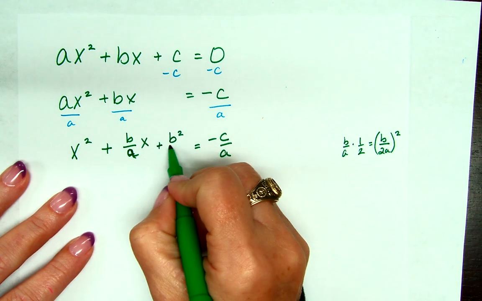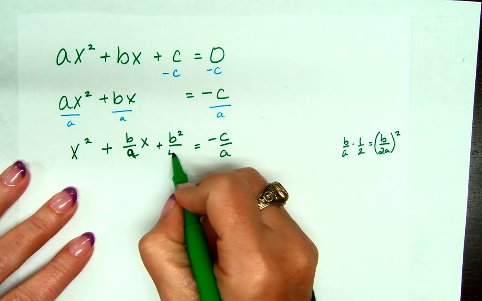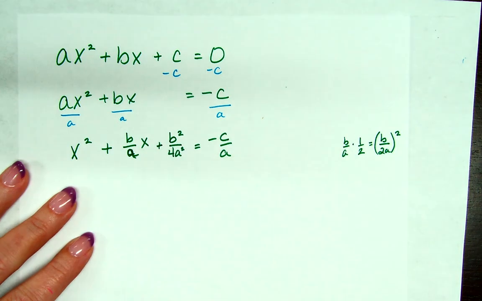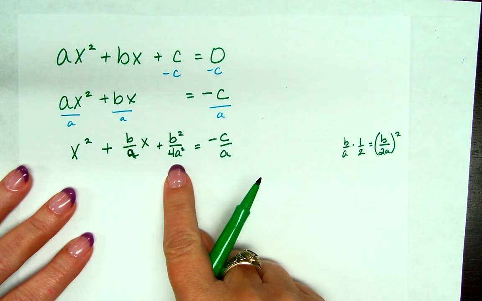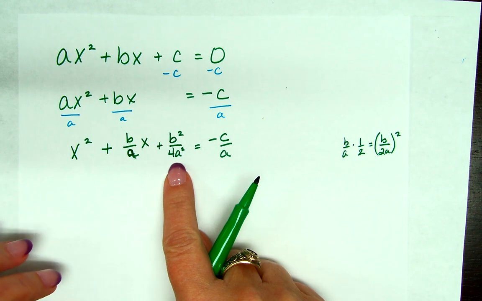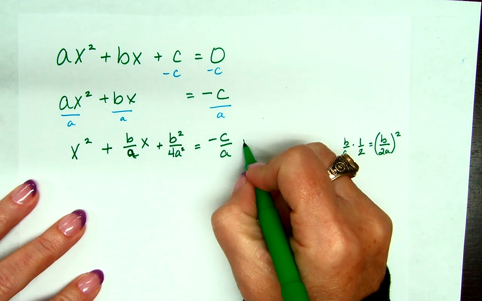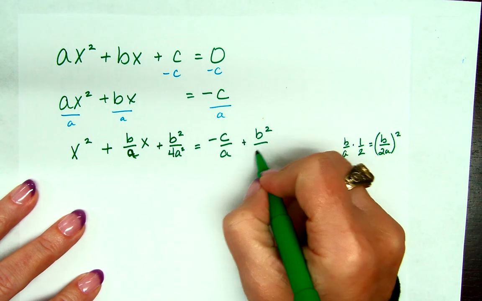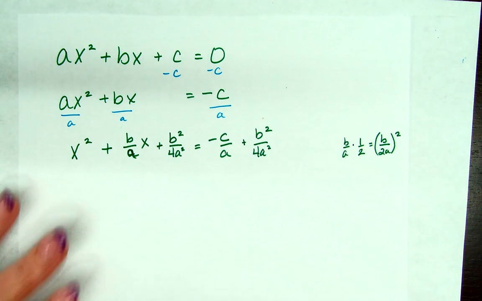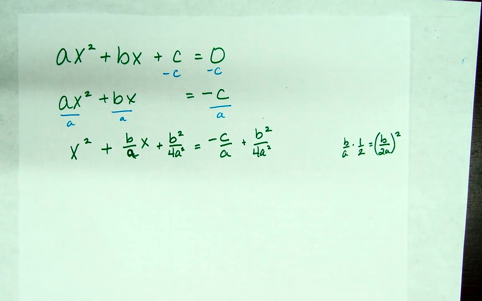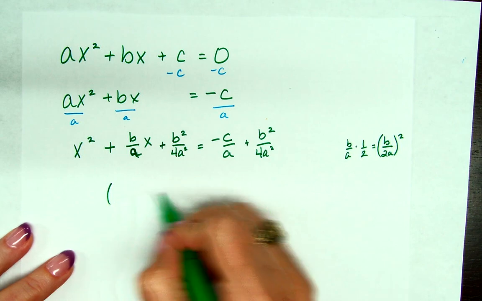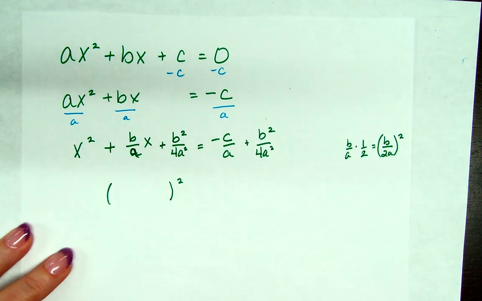B squared over 4a squared. Very good. But I just added it here. Oh, to both sides, right? So if I added it here, I have to add it here. B squared over 4a squared. Okay so far? Now what? Where do I take my trinomial? To a binomial. Remember that? Okay, where do I get my binomial?